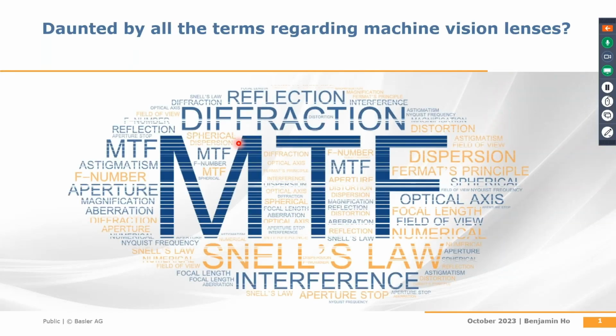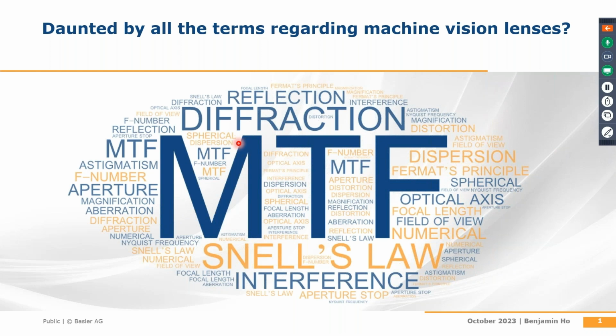Basler positions ourselves as a vision solution provider, and we recognize that optics can often pose a challenge for many vision system engineers. As you can see, lens performance in a machine vision system can be influenced by various factors. When it comes to choosing the right lens for your machine vision application, you find yourself navigating a complex landscape of various optical parameters and considerations. The sheer number of factors to be considered can be quite daunting.